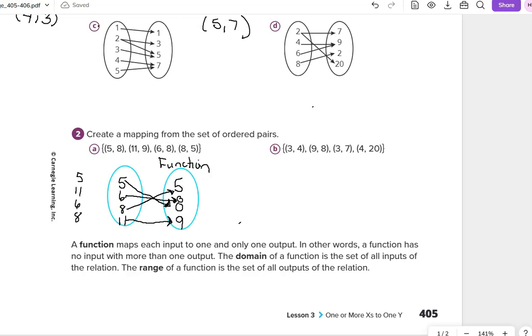So I want you to try to do B. So let's put our shapes here. There's 1. There's 2. I want you to do it, so pause the video and then come back and check.